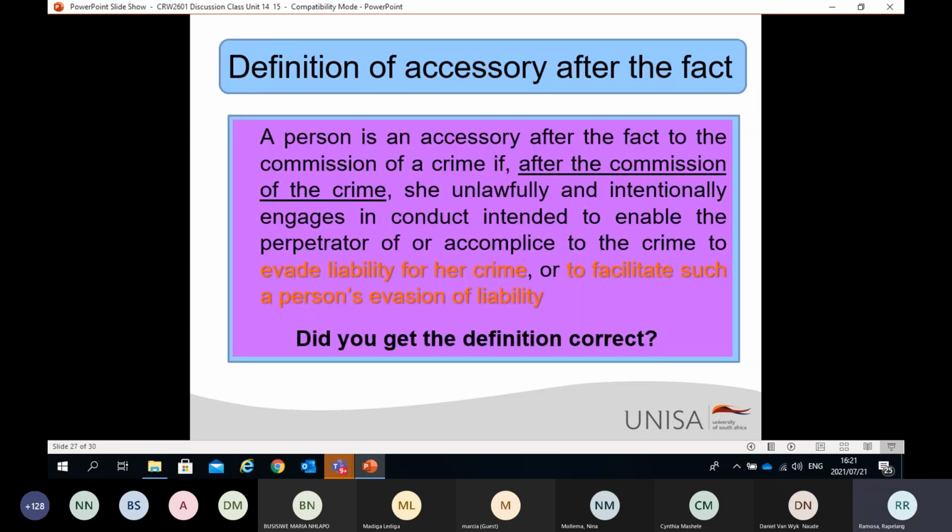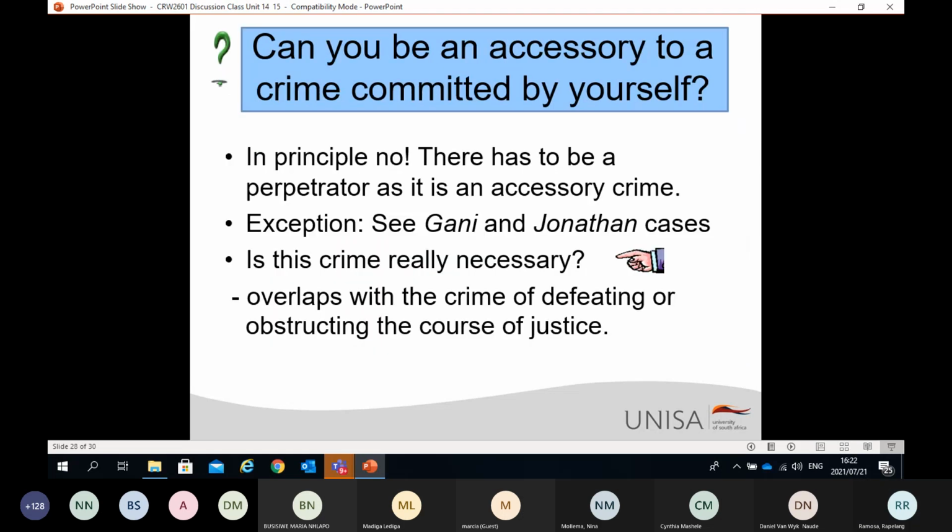Now, with that, please make sure that you get the definition of accessory after the fact correctly. The involvement must be after the commission of the crime, and it must be achieved with a certain intention to enable the perpetrator or the accomplice concerned to evade liability. I've just briefly spoken about the concept that you cannot be an accessory to a crime committed by yourself, but then there's the case of Ghani and Jonathan.